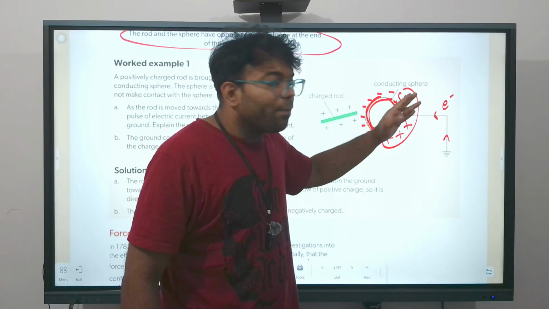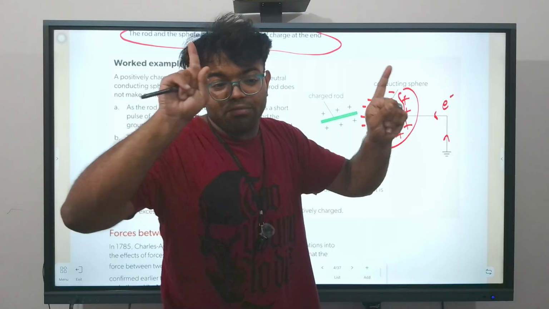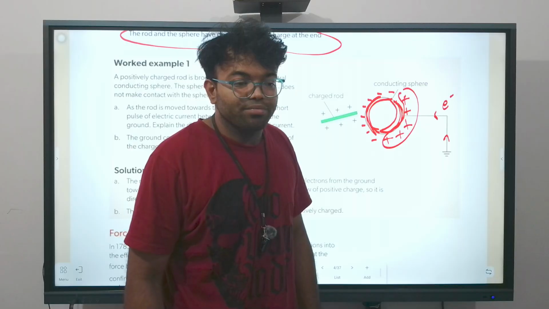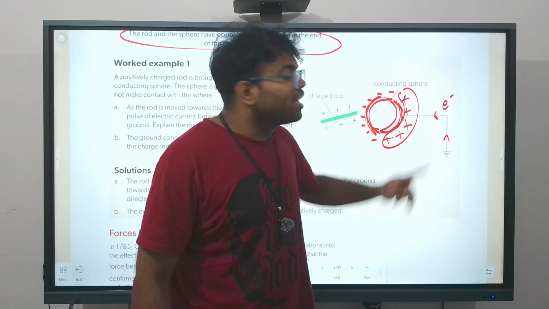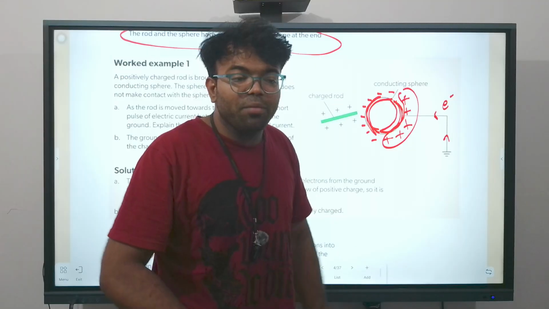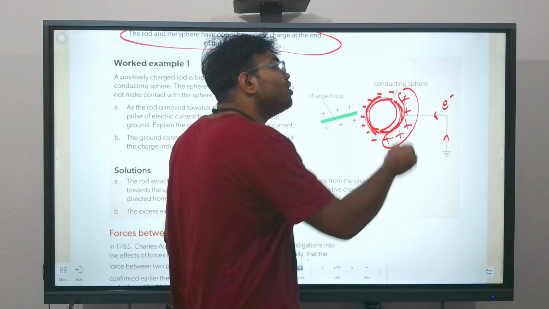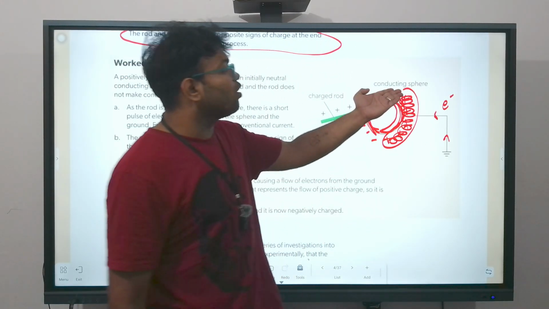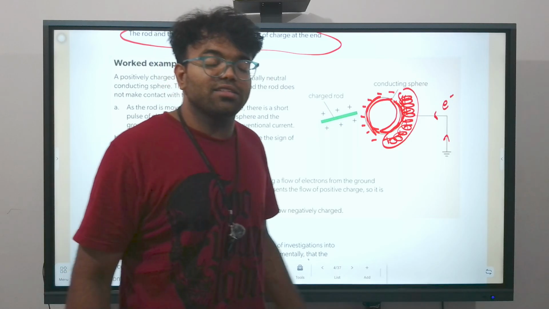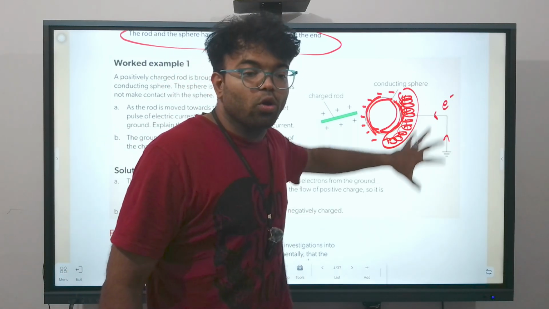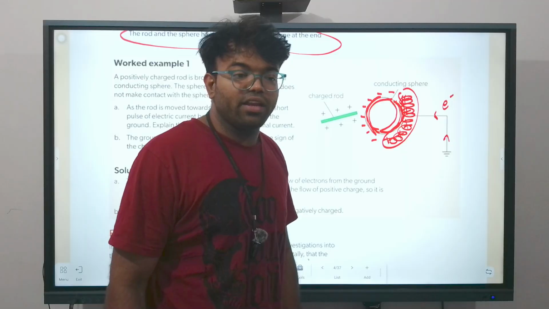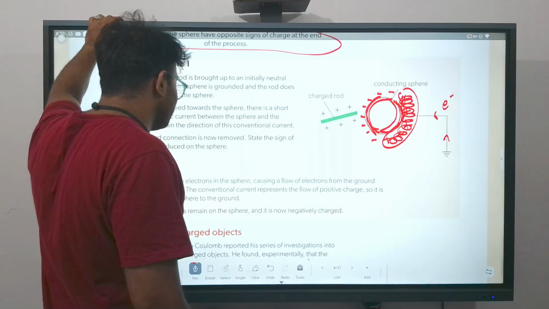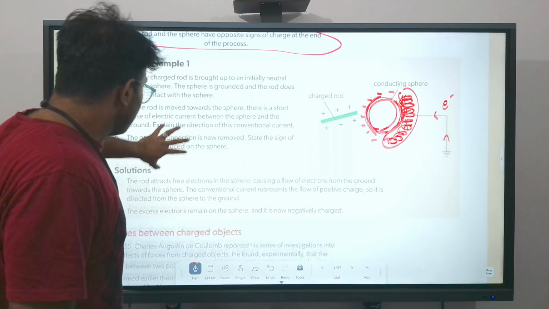So due to which what happened? One positive charge and one negative charge, when they came next to each other, neutralized themselves. Another positive charge and another negative charge again came and neutralized themselves. So all this positive charge got eliminated. So you were left with what? Only negative charges on the sphere. So your sphere became an overall negative charge. Understood? Okay.